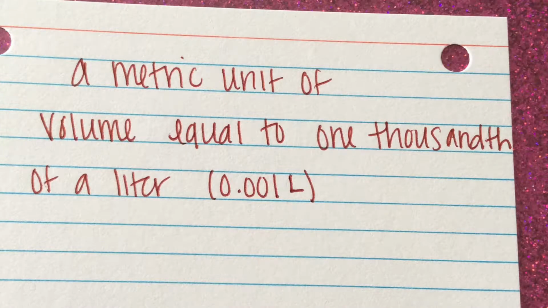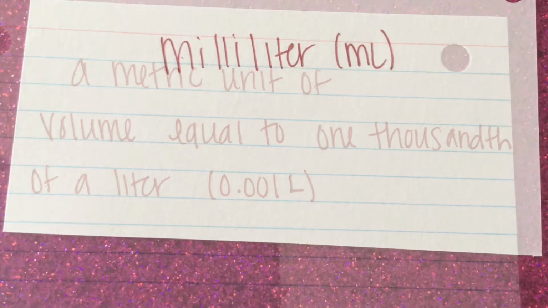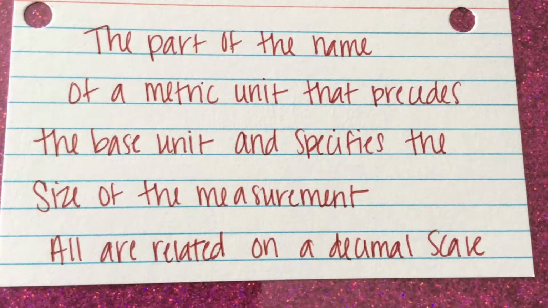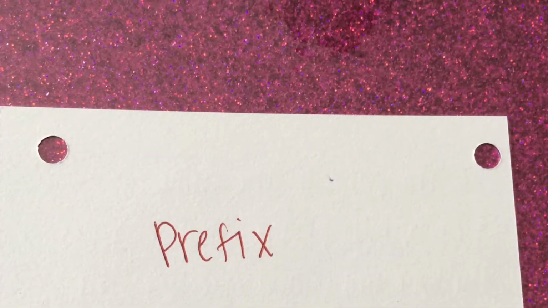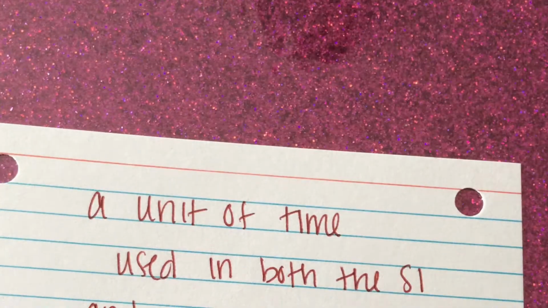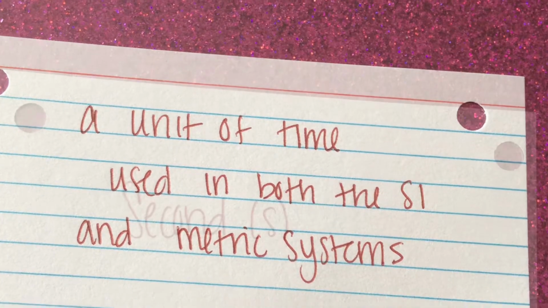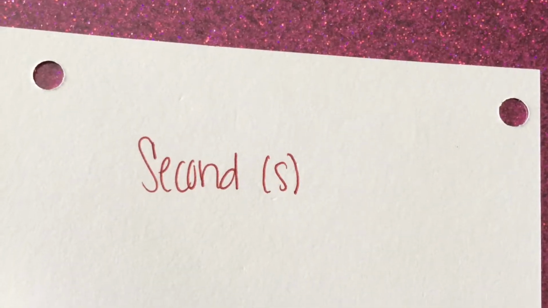A metric unit of volume equal to 1,000th of a liter, 0.001 liter. Milliliter. The part of the name of a metric unit that precedes the base unit and specifies the size of the measurement. All are related on a decimal scale. Prefix. A unit of time used in both the SI and metric systems. Second.